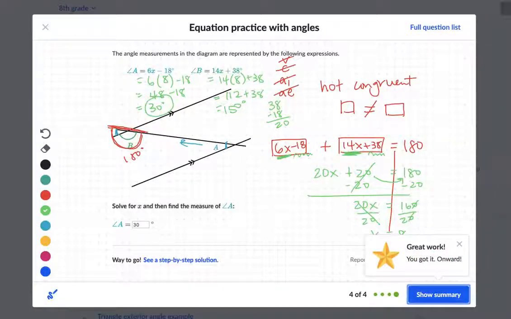Okay, so there's an example of each type. They're either equal to each other because they're one of the 4 that we learned that are congruent, or they're not and they just add up to 180.